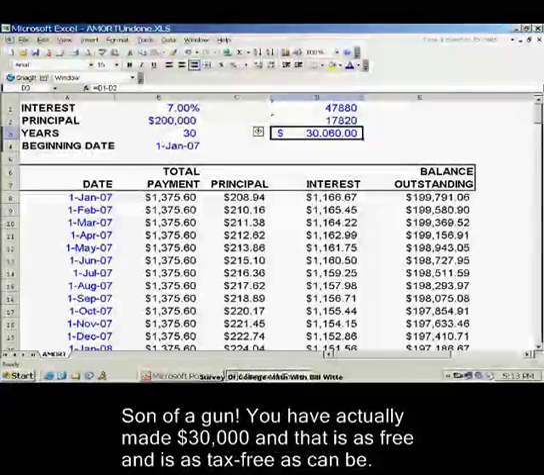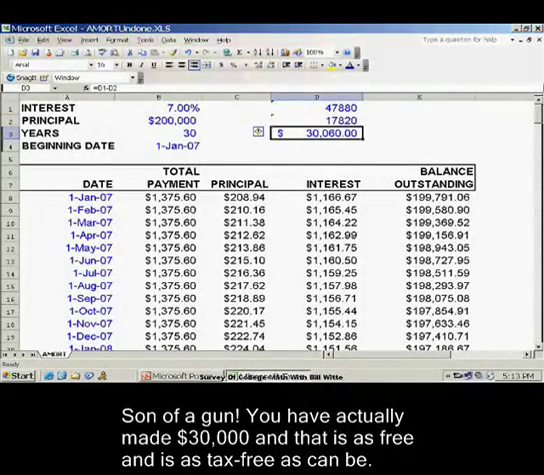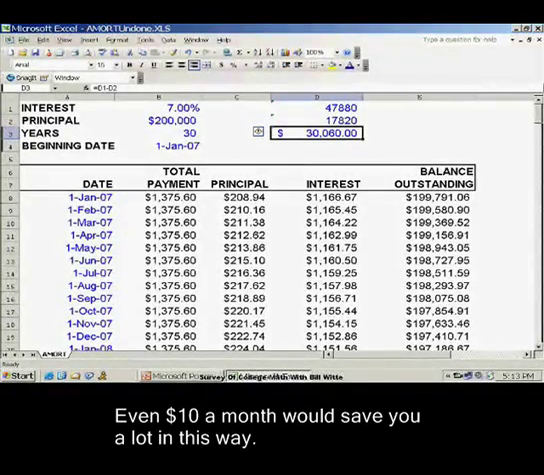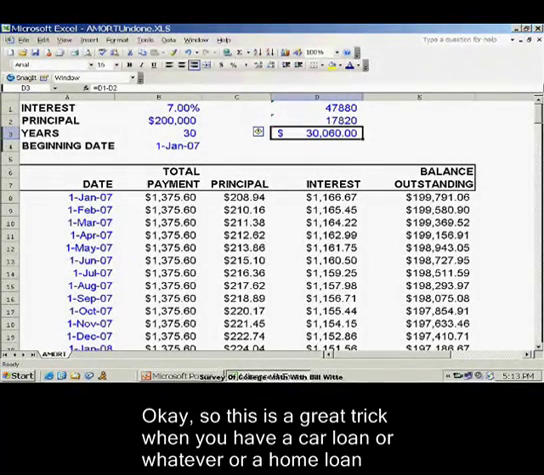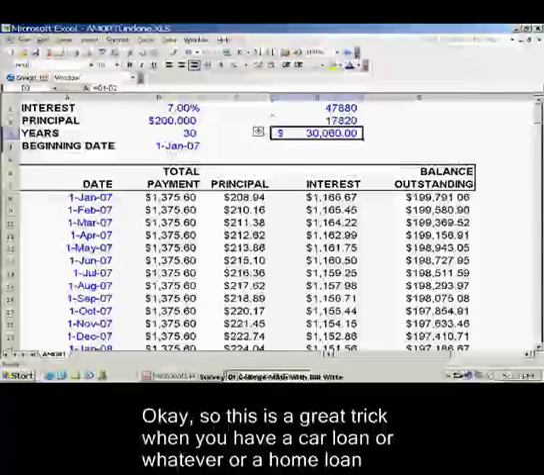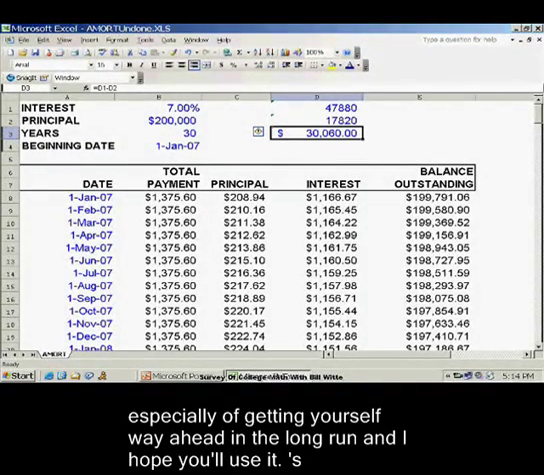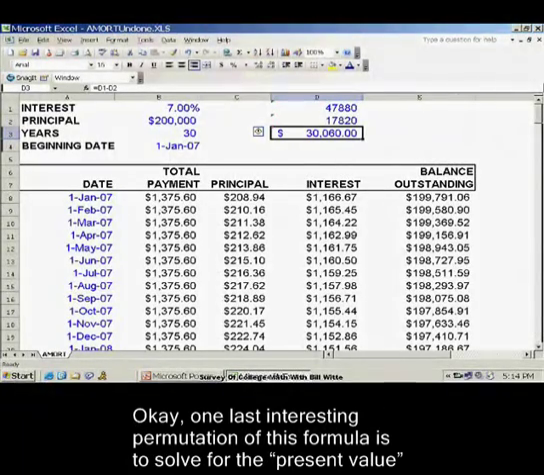You have actually made $30,000, and that is as free and as tax-free as can be by putting away an extra $45, just $45 a month, if you could somehow come up with that. Even $10 a month would save you a lot. Okay, so this is a great trick when you have any loan, whether it be a car loan or whatever, a home loan especially, of getting yourself way ahead in the long run, and I hope you'll use it.